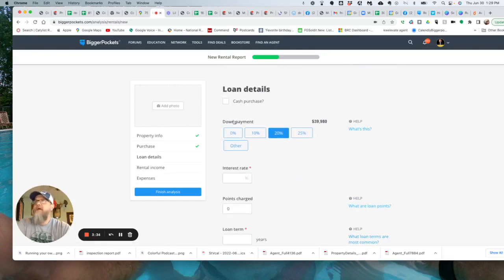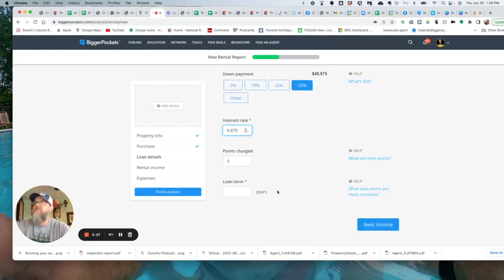So our down payment on this, because it's a duplex, we know it's going to be 25%, or it could be a cash purchase. You could check that up here. Interest rates, you're going to have to check with your lender on a daily basis to figure out what that is as you're running these numbers. But for right now, I'm putting in about a 6.875% interest rate for an investor to do this.